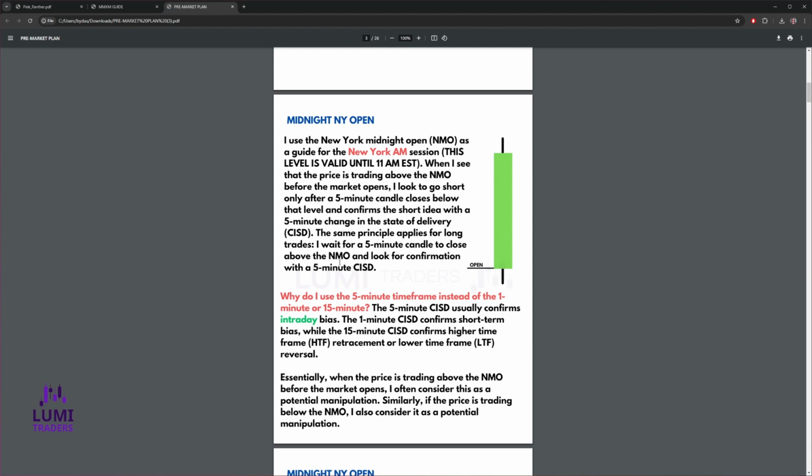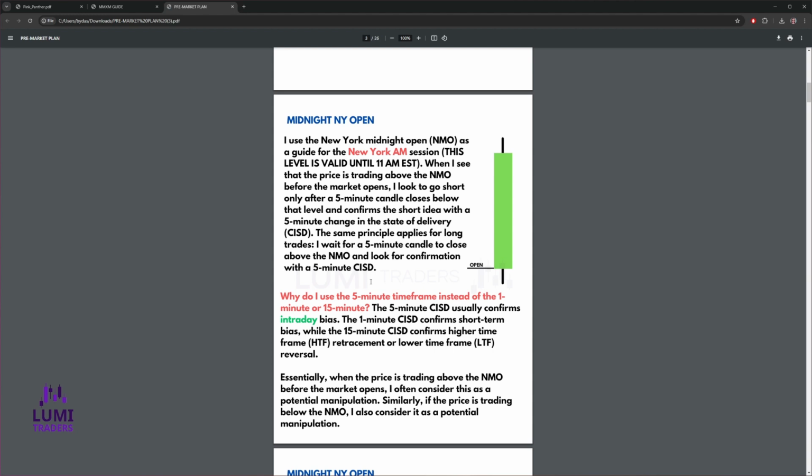Okay, lots of people ask me, especially in my group, why I always use 5-minute candle closure, not 1-minute or 15-minute. The 5-minute change in the state of delivery usually confirms intraday bias for me, while a 1-minute change in the state of delivery usually confirms short-term bias, like for the next 15, 20 minutes, for example. And a 15-minute change in the state of delivery usually confirms a higher time frame retracement or lower time frame reversal.